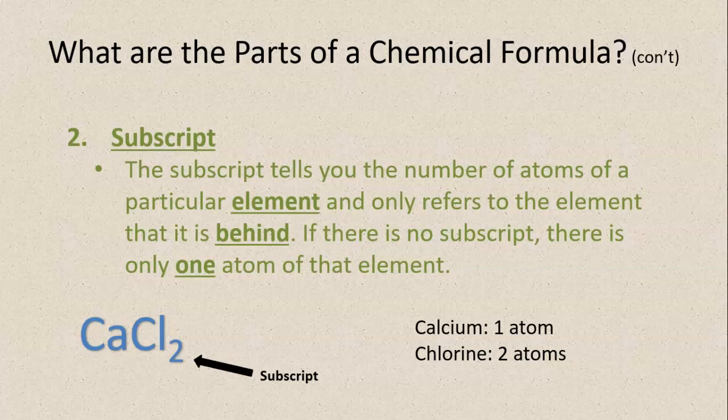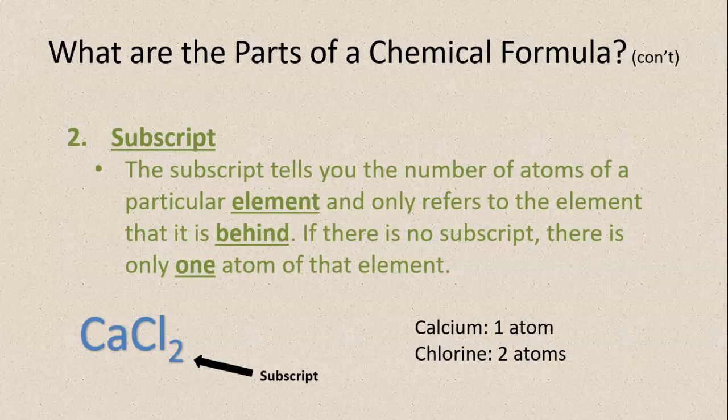All right, the second part of a chemical formula is the subscript. Not all chemical formulas have subscripts. NaCl does not have a subscript. However, CaCl2 does have a subscript. So the subscript is what tells you the number of atoms of a particular element and only refers to the element that it is behind.